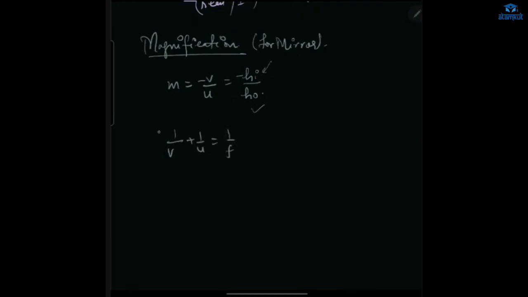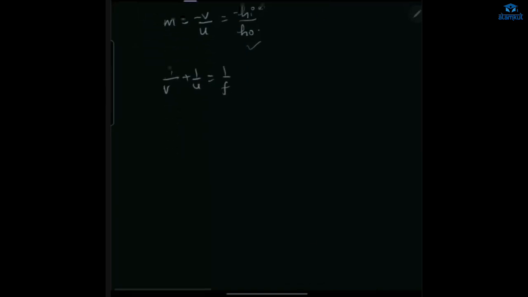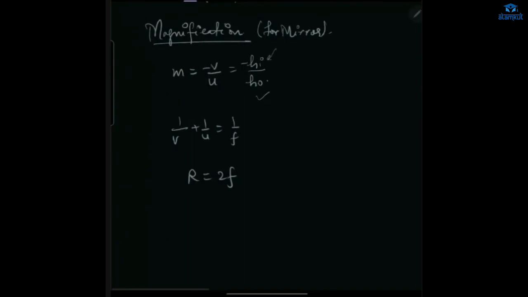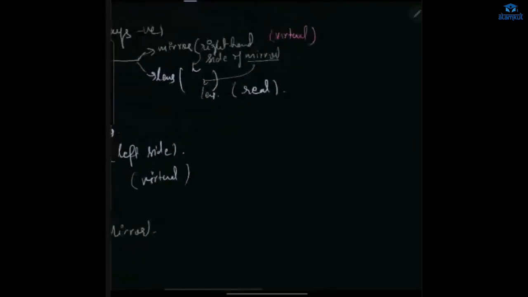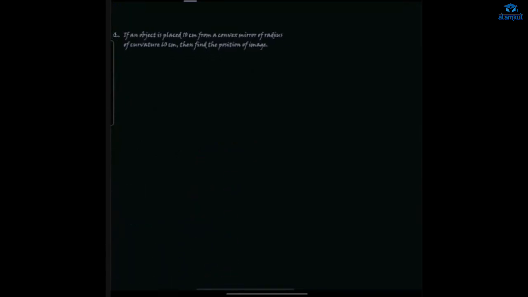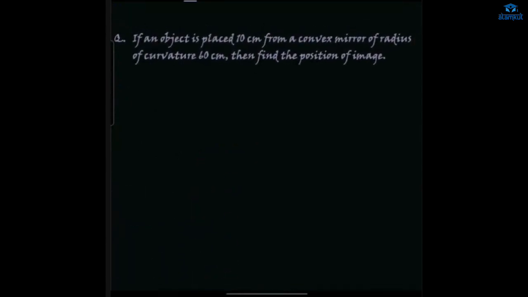These are the two formulas that we have known, and one more formula is there. You people already know that R is equal to 2F, meaning radius of curvature is equal to 2 into focal length. Now here comes the question. If an object is placed 10 centimeter from the convex mirror, here it is saying that object distance, U, is equal to minus 10 centimeter. See, here I have put minus.